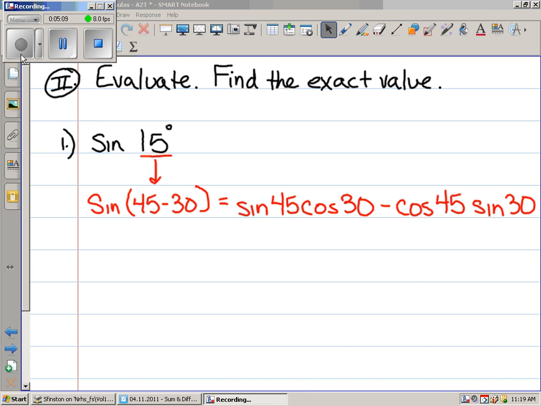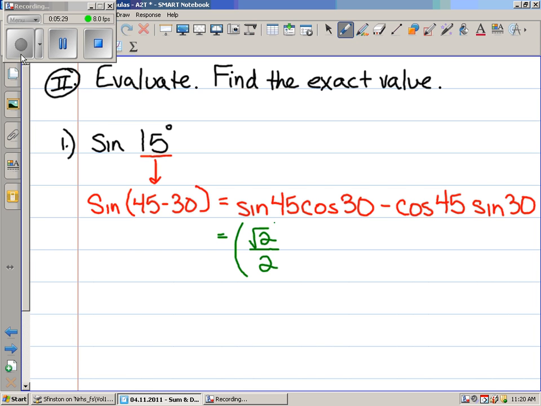Okay, let's go. Now we're going to take all of our known angles that I asked you to memorize, and we're going to plug them in. What's the sine of 45? Sine of 45. 0.7071, which is radical 2 over 2. What's the cos of 30?